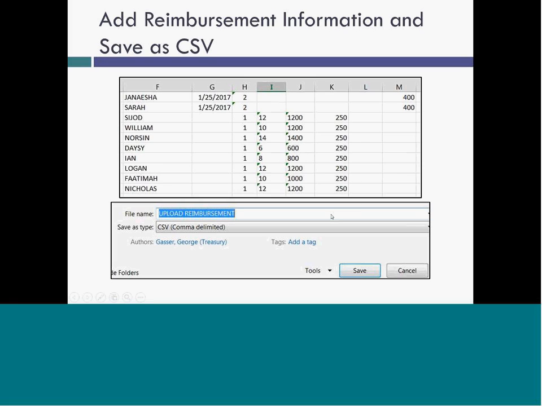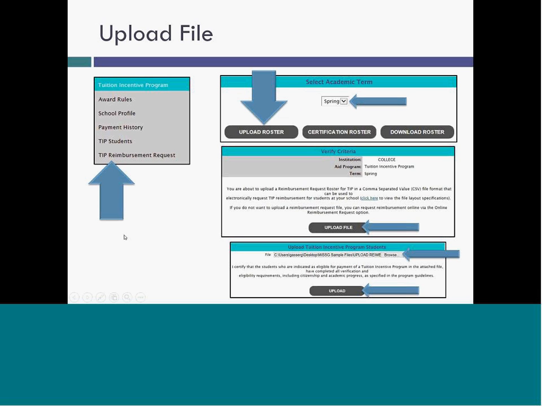This is kind of what it looks like when you actually apply it to a spreadsheet. And then we're also going to save it as a comma delimited file, just in the same way that we did MCS and MTG. And we're going to go back into the TIP reimbursement request instead of certification, but those are all the same that we've seen before. The one arrow is actually correctly pointing at the right button of upload roster.